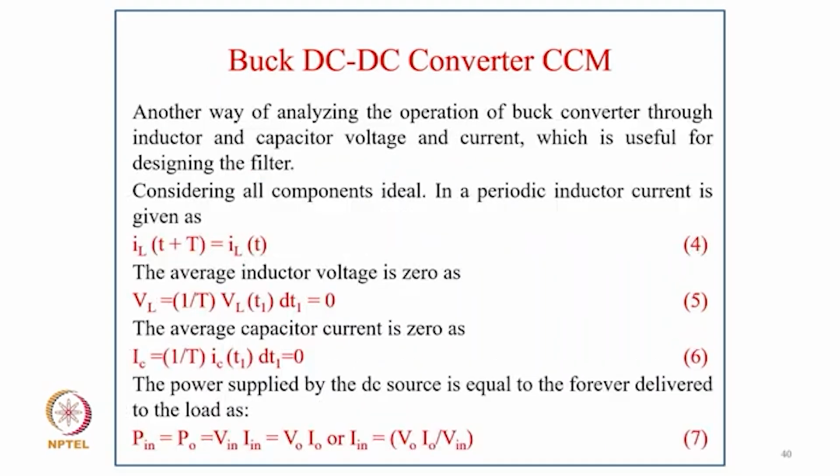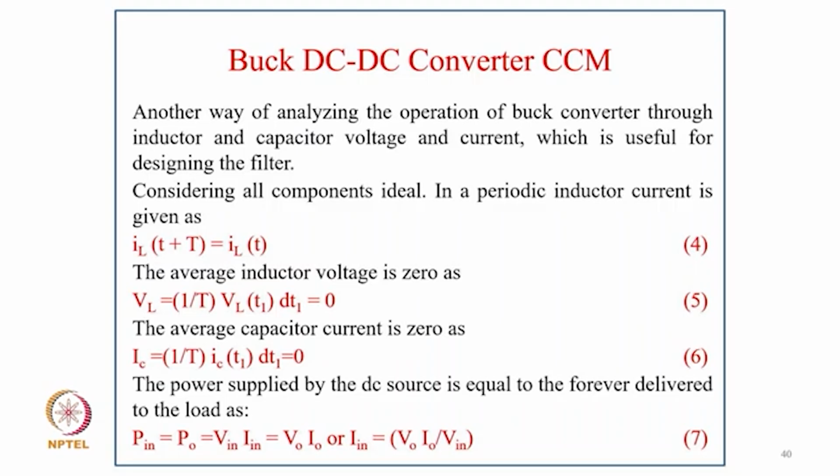Another way of analyzing the operation of the buck converter is through inductor and capacitor voltage and current, which is used for designing the filter. Considering all the components ideal, in a periodic state the inductor current is given as IL(t + T) = IL(t). The average inductor voltage is 0, as VL equal to 1 upon T integral of VL(t1) dt1 equal to 0, and the average capacitor current is also 0, so IC equal to 1 upon T integral of IC(t1) dt1 equal to 0.